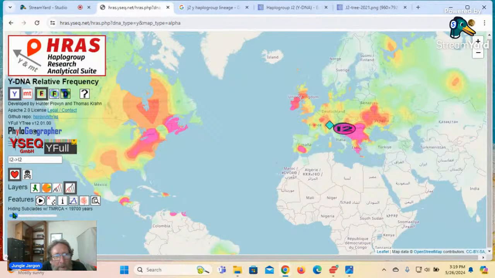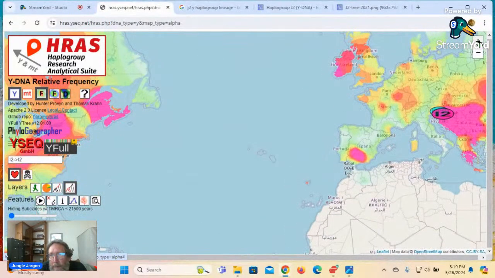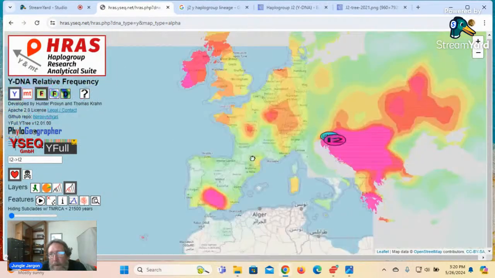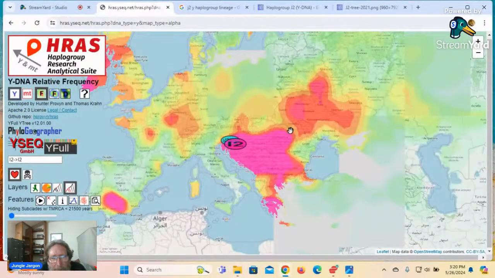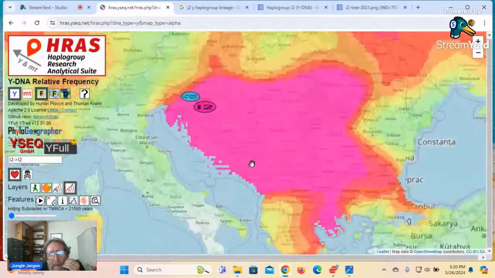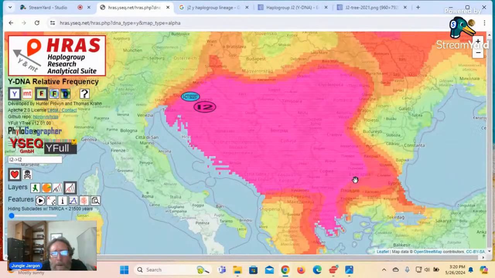It's showing I2 as beginning more in the area of, what do you call this area? This is like all the Slovakias and stuff. The Balkans, that's what you call it, Balkans. So this area, and of course the Danube is here somewhere. Danube River.